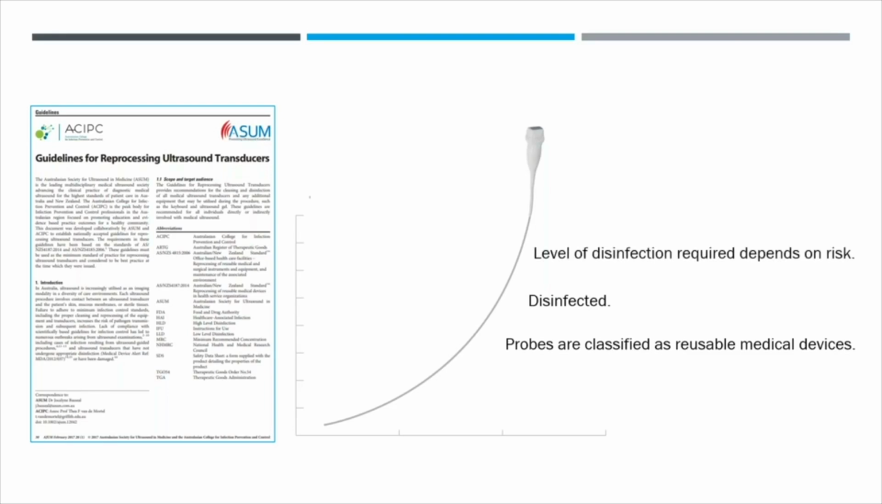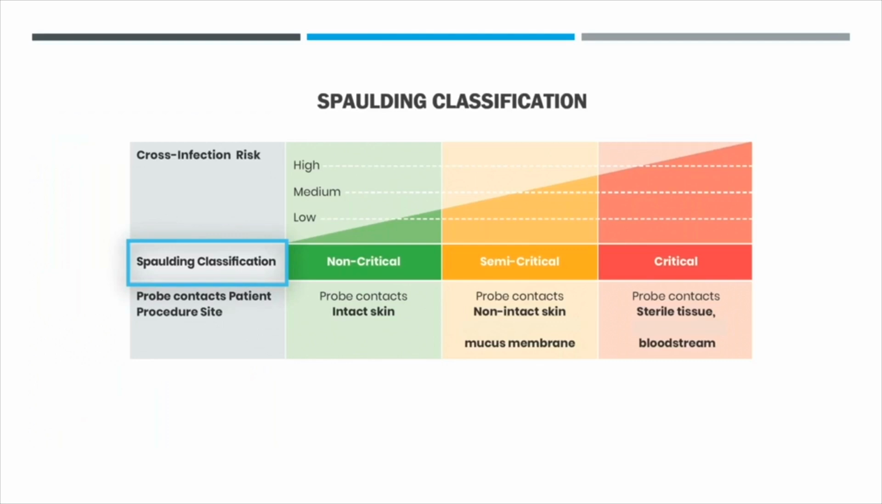And the level of disinfection that's required of the probes really depends on a risk assessment, the risk of acquiring organisms and transmitting organisms. Now, the tool that's used to assess risk is the Spalding classification. This is a very old system. It must be at least 40 years old. And it divides reusable medical devices, including probes, into three categories: non-critical, semi-critical, and critical, depending on two things. One, the organisms that they may become contaminated with, but primarily it's based on their risk of transmission of infection.